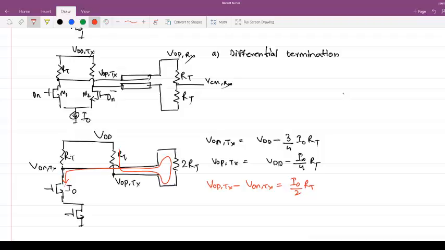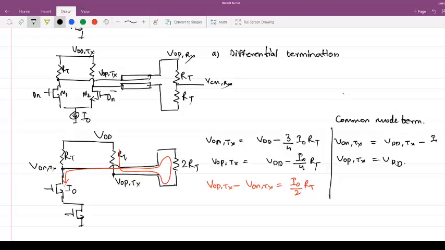This has the consequence that if you look at both these potentials, VON and VOP, in the previous case where you had a common mode termination, let me remind you, VOPTX was going to VDD, and VONTX was going to VDDTX minus I0 by 2 RT. That's how you are getting the same swing.